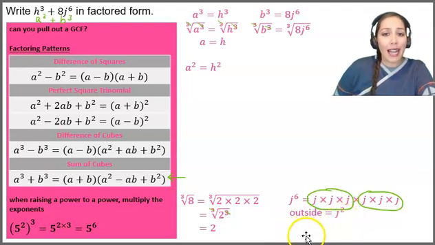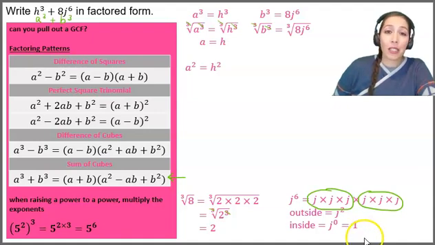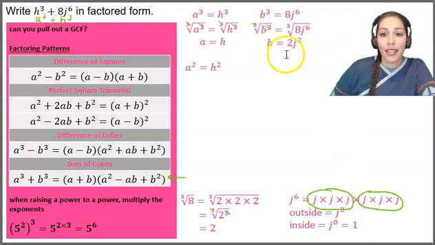On the inside, how many did I not circle? None. And j to the 0 is the same thing as 1. So the cube root of 1 is going to be 1, because we're asking ourselves, 1 times 1 times 1 equals 1. And this cube root of 1 is just 1. So we can just go ahead and write that b will equal our 2, which is right here, j squared.